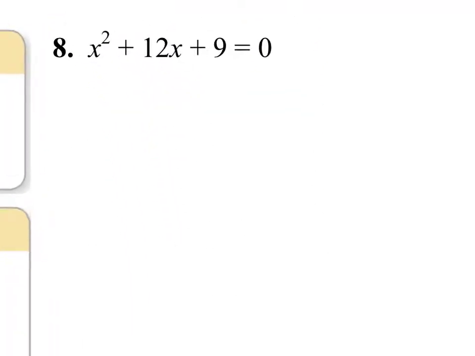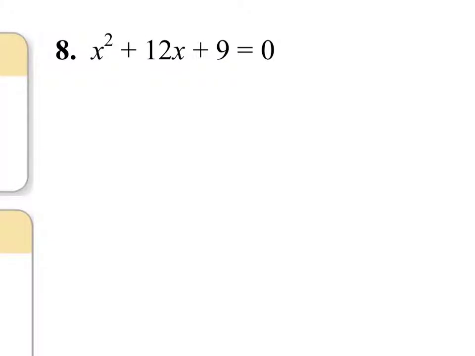So, number 8. Looking at this, I first want to see, is it a perfect square trinomial already? If I look here, I see I've got a perfect square, that's x squared. Over here, I've got a perfect square, that's 3 squared. But my middle term is not 2 times a times b. It's not 2 times x times 3. That would be 6x, not 12x. So we do not have a perfect square trinomial. Therefore, our strategy is to complete the square.